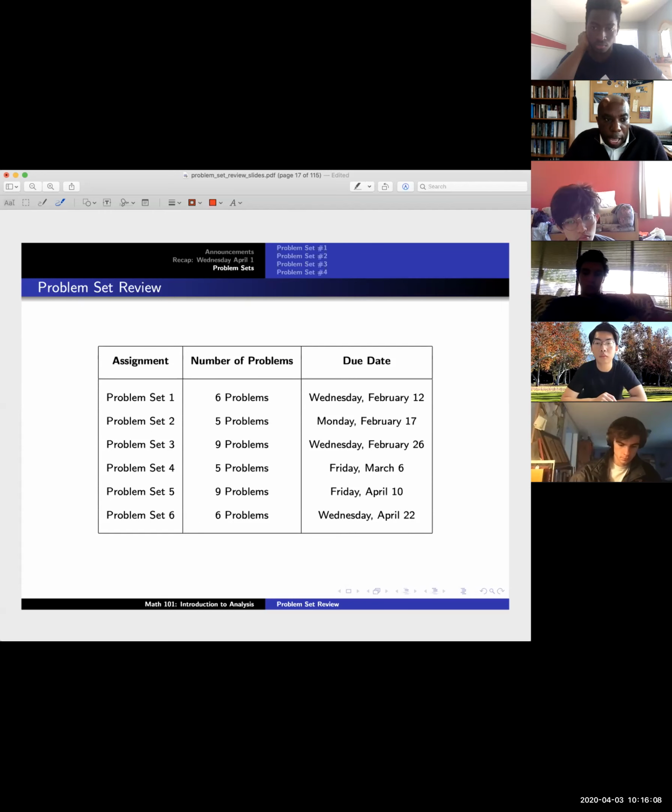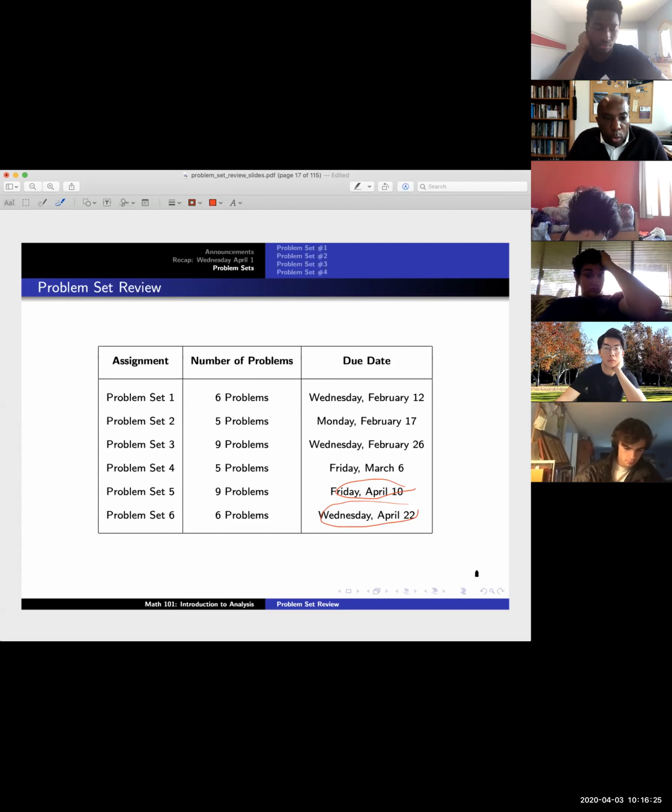So in general, we're going to have 6 problem sets, and you can see the dates here. We've done 4 of them, and we have 2 left. So problem set 5 will be due next week, and then problem set 6 will be due pretty much in a couple of weeks. So far we've done problem sets 1 through 4. And here you can see how many problems are on each set.